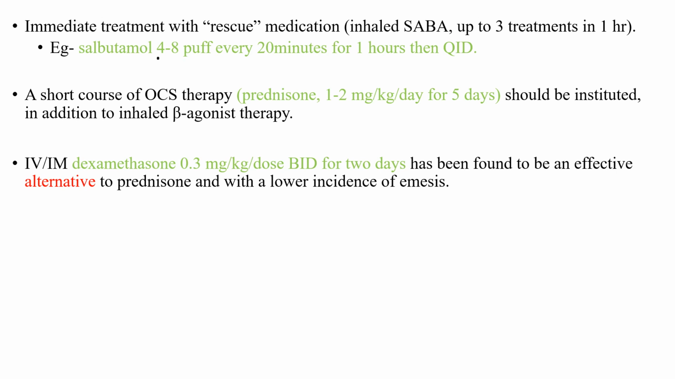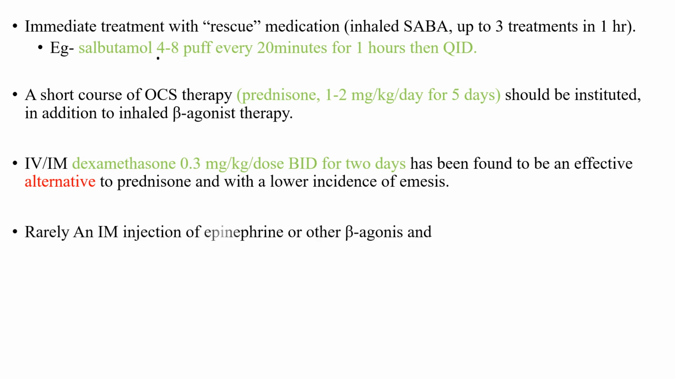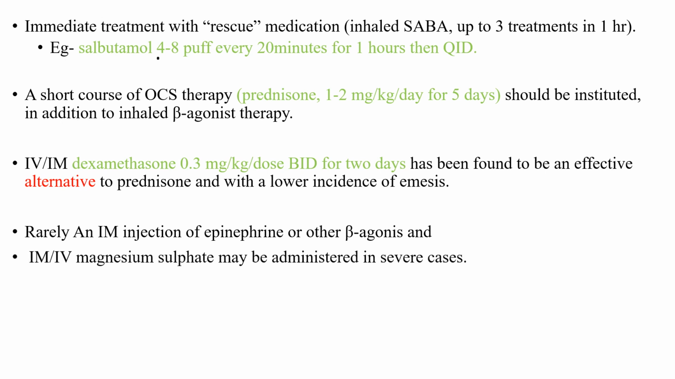IV or IM dexamethasone has been found to be an effective alternative to prednisolone, with a lower incidence of emesis. Rarely, an IM injection of epinephrine and other beta agonists and IV or IM magnesium sulfate might be administered in severe cases.